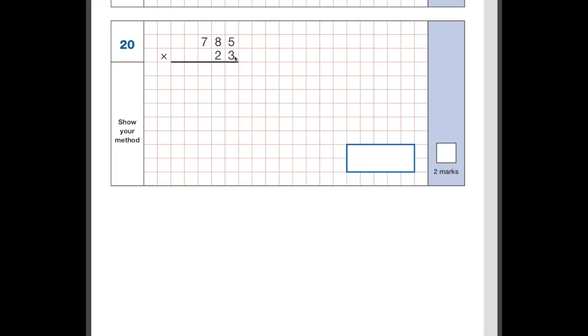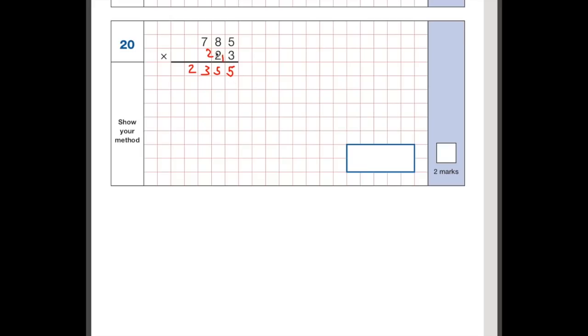Number 20, it's checking your knowledge of long multiplication. So we start with the units. 3 times 5 is 15. We put the 5, carry the 1. 3 times 8 now is 24. Add the 1 is 25. 3 times 7 is 21. Add the 2 is 23.